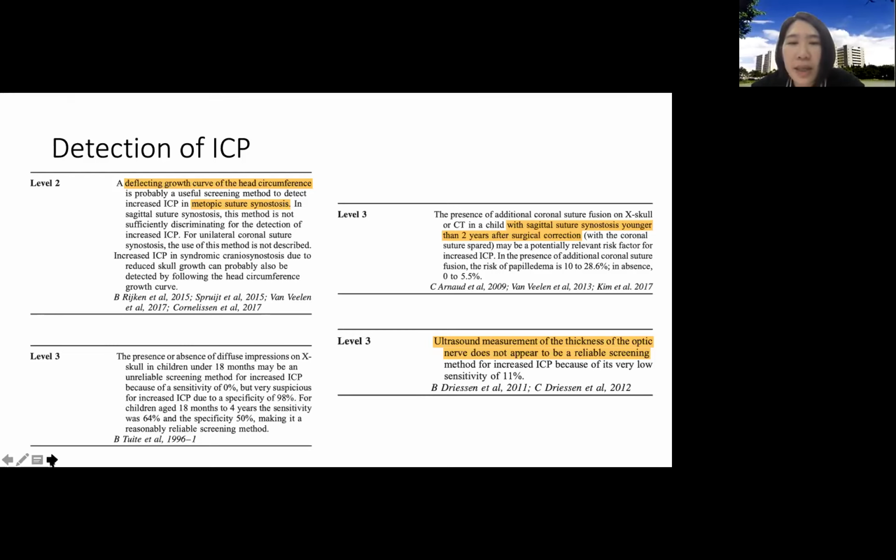Now look at the table on the right, at the bottom. Ultrasound measurement of the optic nerve thickness does not appear to be a reliable screening method because it has a very low sensitivity, about 11%. There is another piece of evidence: the presence of coronal suture fusion on X-ray or CT in children with sagittal synostosis younger than 2 years after surgical correction may be a potential relative risk factor for increased intracranial pressure.